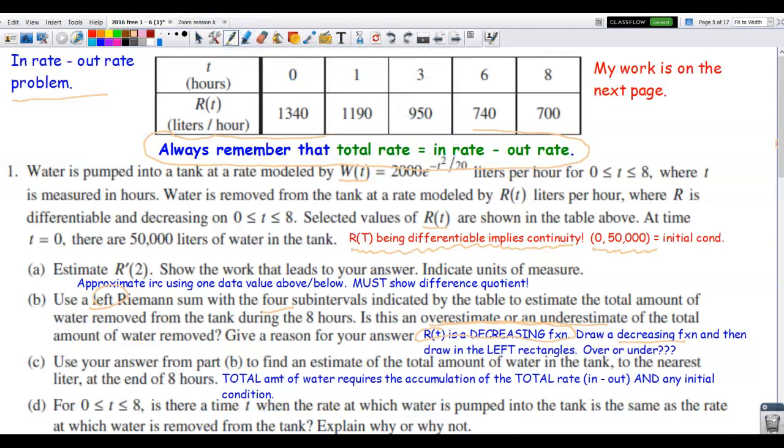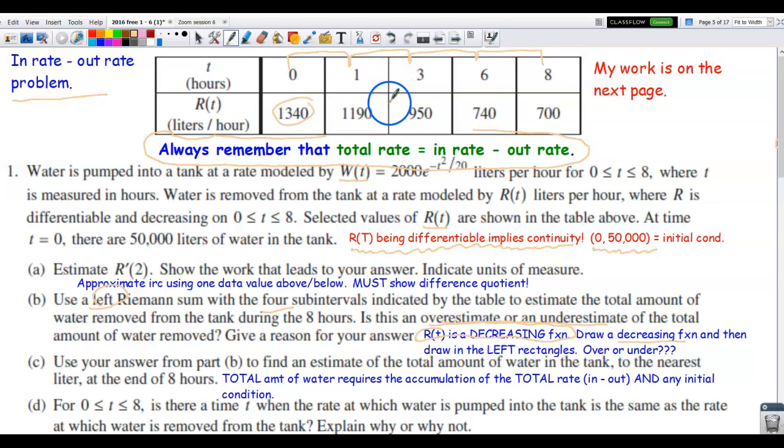So when we do a left Riemann sum, they told us to put in 4 subintervals. So we're going to have 1, 2, 3, 4 subintervals. And since it's a left Riemann sum, the width of the first rectangle from 0 to 1 is going to be 1, and the first left endpoint is 1340.